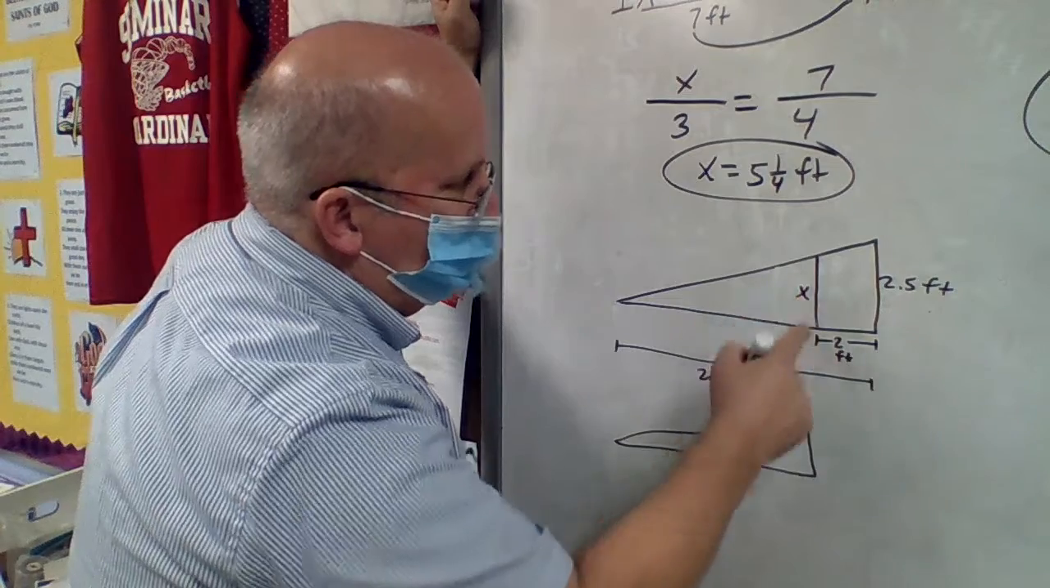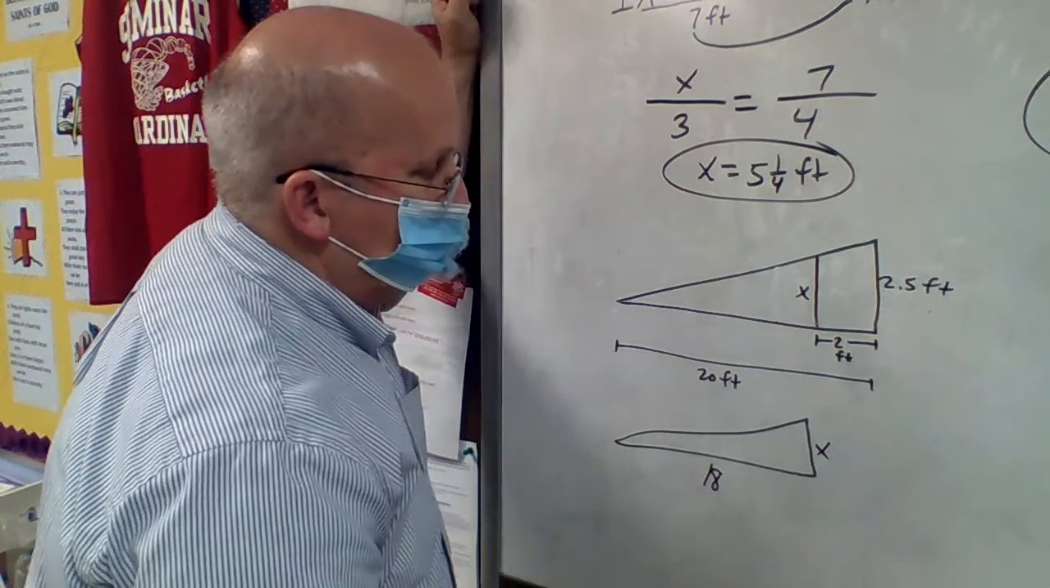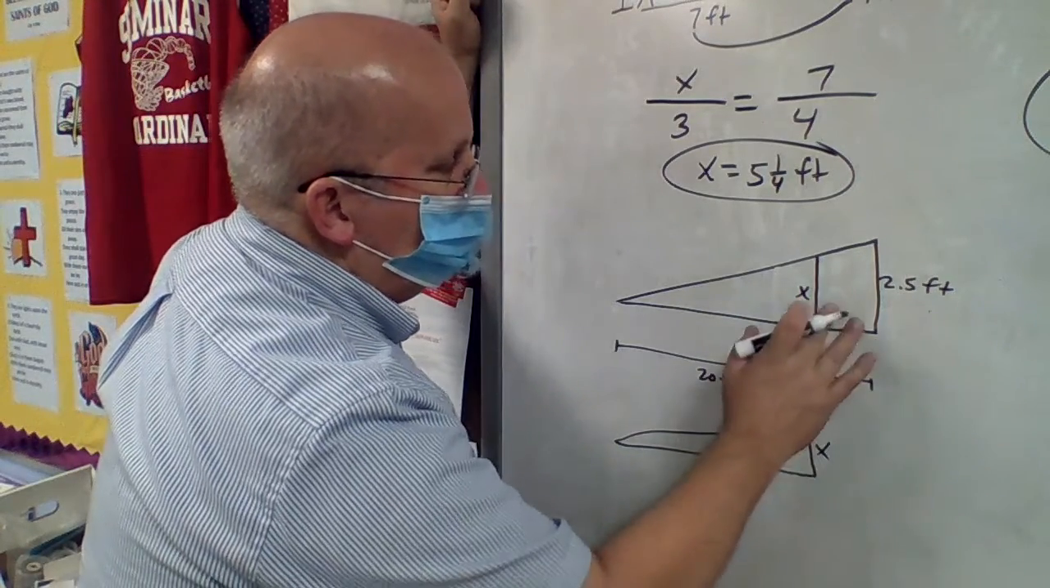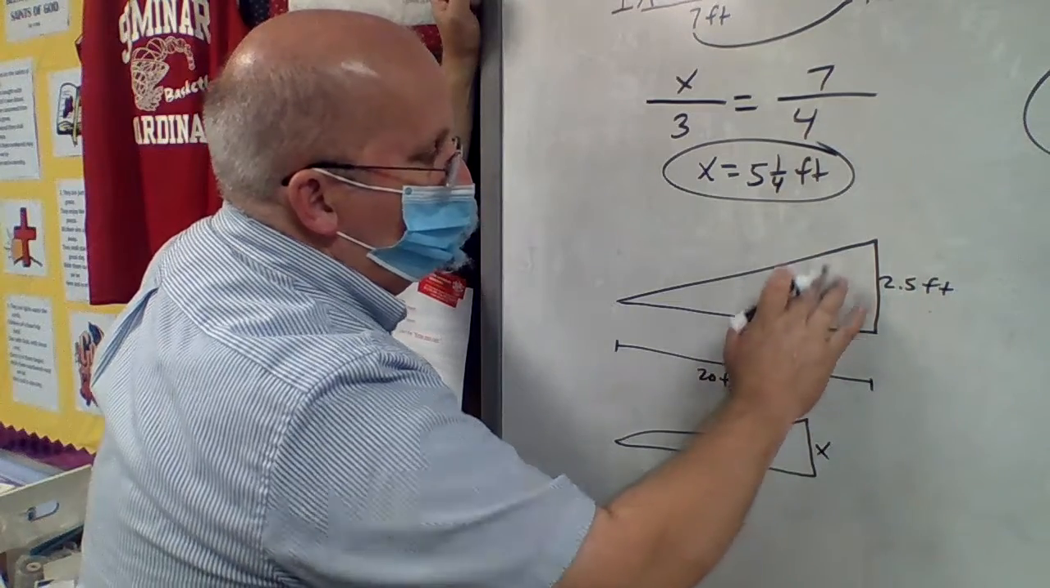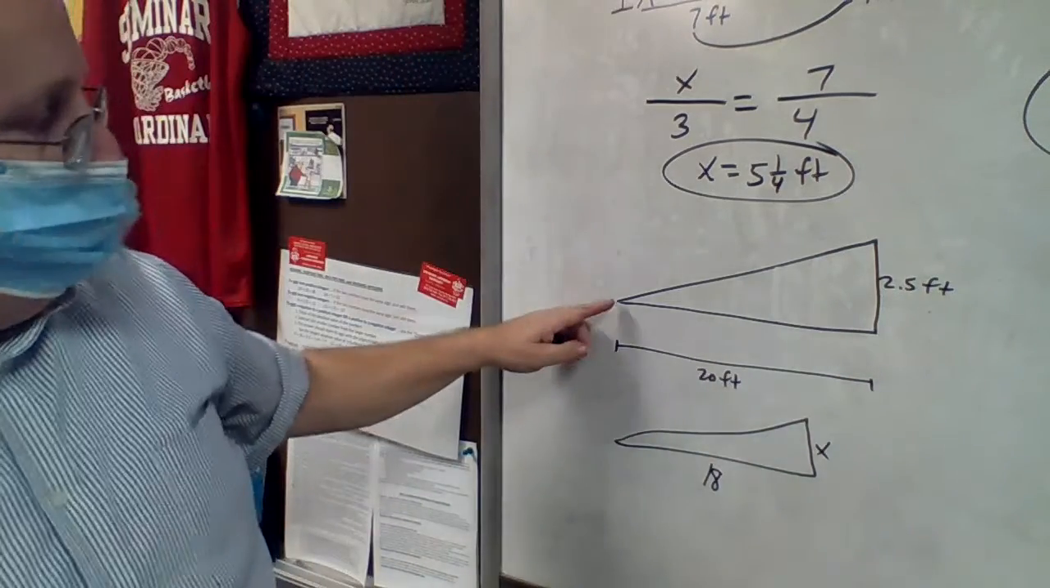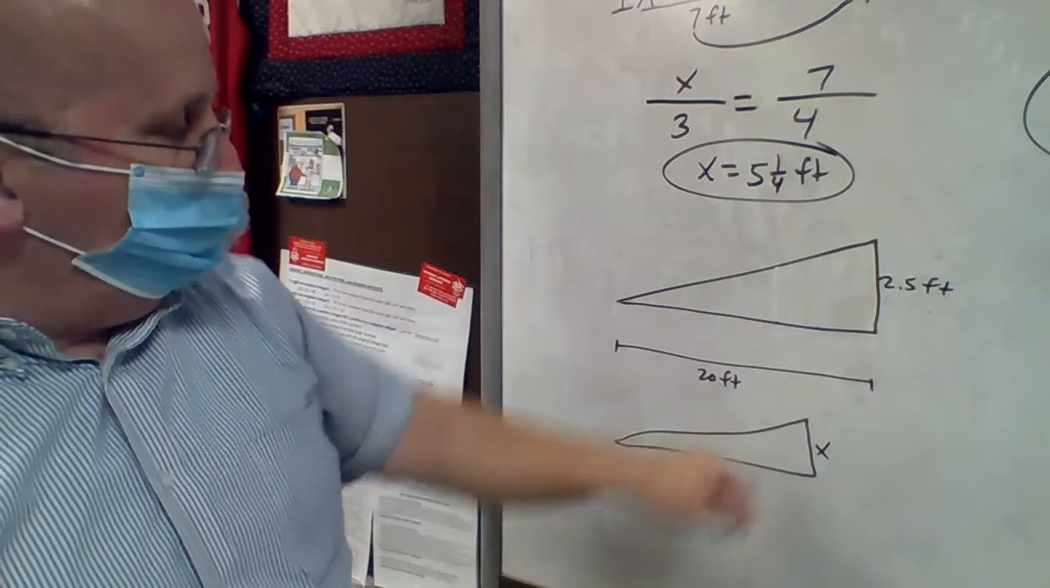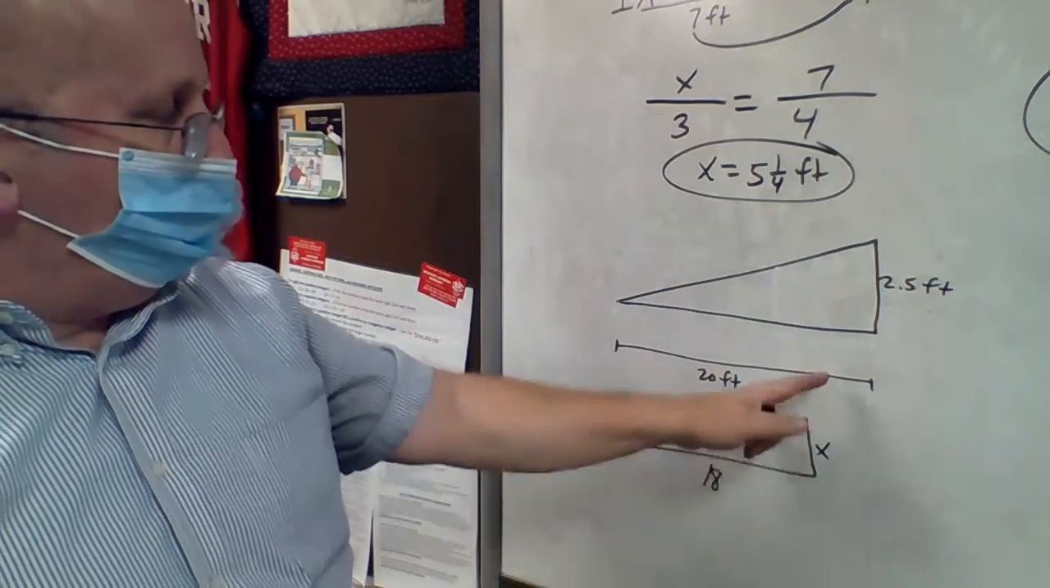And we're trying to find x, so this must be x, right? So now I can get rid of that 2, I can get rid of this, and what we really have is one triangle that's 20 by 2.5, and another that's 18 by x.